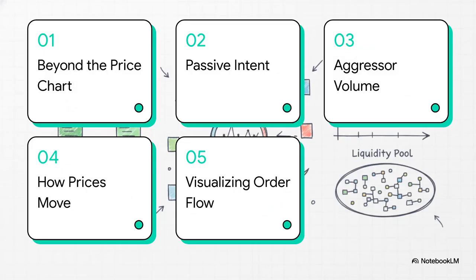All right, so here is our roadmap for this explainer. 1. Beyond the price chart. 2. Passive intent and liquidity. 3. Aggressor volume. 4. How prices actually move. And finally, 5. Visualizing the order flow. Let's get right into it.